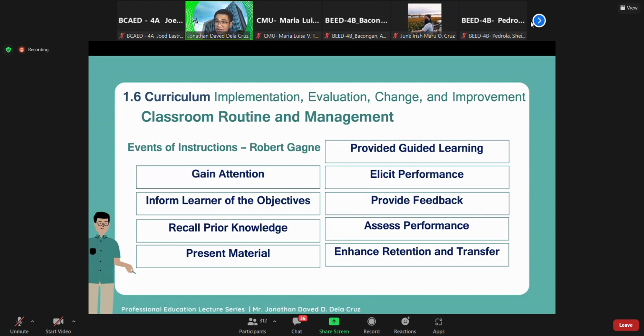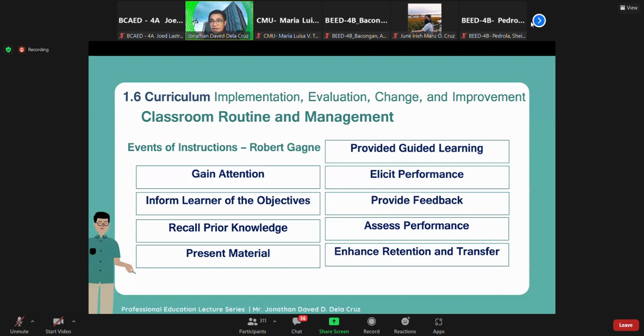Present the materials. Hindi yung isa-isahin mong ilalabas yung mga gamit na gagamitin mo. What I'm trying to say is the learning material that you will use, provide guided learning, elicit performance, allow them to, dito papasok yung experiential level of curriculum. Of course, provide feedback. Kapag nagpa-facilitate tayo ng knowledge, hindi lang dapat tayo yes ng yes. Baka mamaya mali na yung sinasabi ng estudyante mo, yes ka pa rin ng yes. And of course, assess performance.